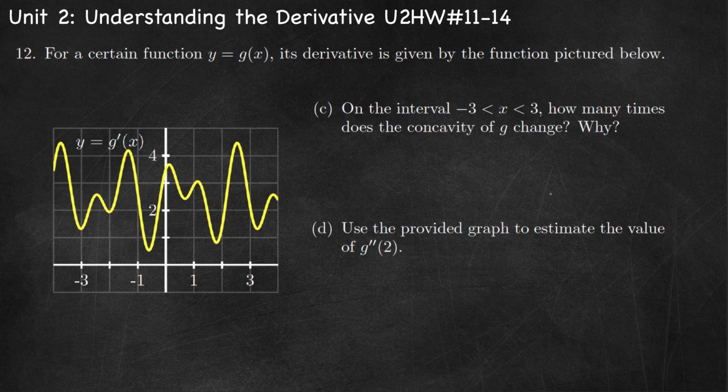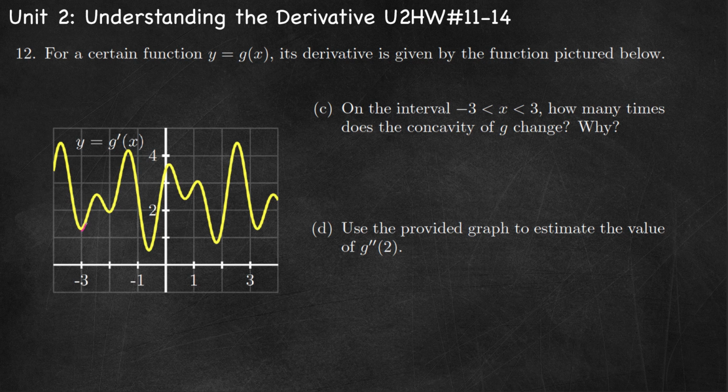Part C, on the interval from -3 to +3, how many times does the concavity of g change? Remember, we're not looking at the graph of g, we're looking at the graph of g prime, the derivative. And to determine concavity, we want to think actually about the second derivative, so the derivative of g prime, or the derivative of this graph that we're looking at.